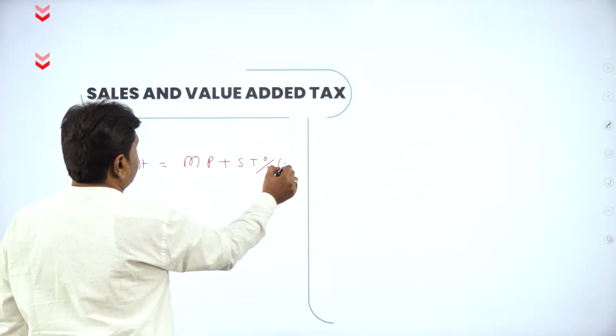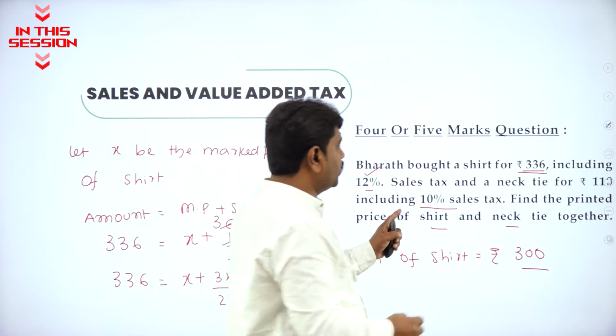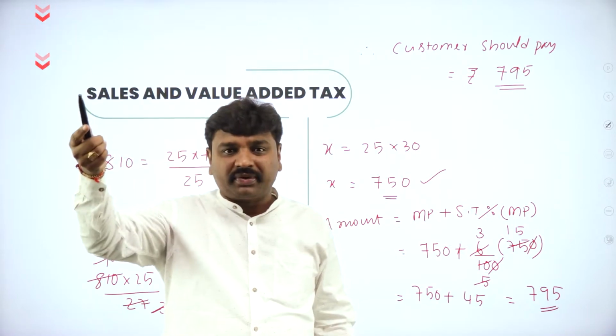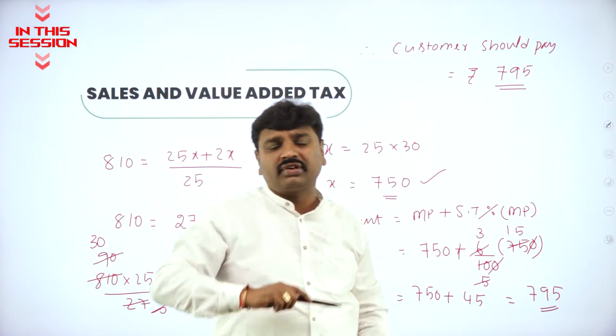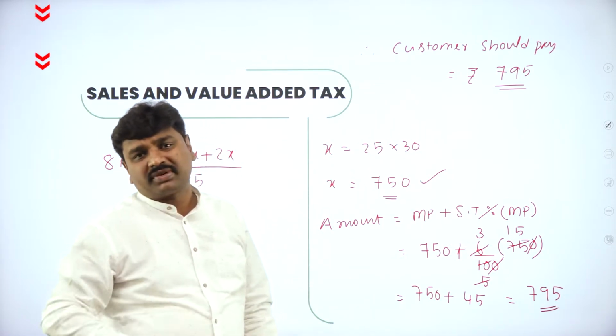Sale tax percent of market price. For a tie, if you read the question, including sale tax is paying 110 rupees. Because tax was 8%. Now tax is reduced to 6%. The total amount to be paid is also reduced to 795. So the customer should pay just 795 rupees at the rate of what? 6% sale tax.